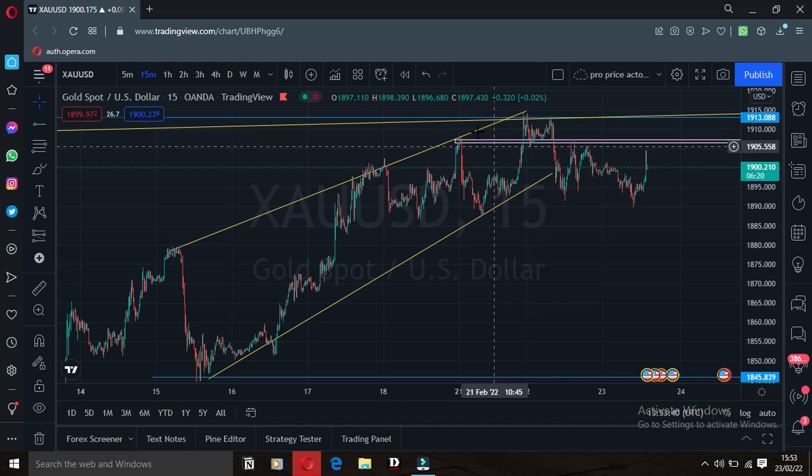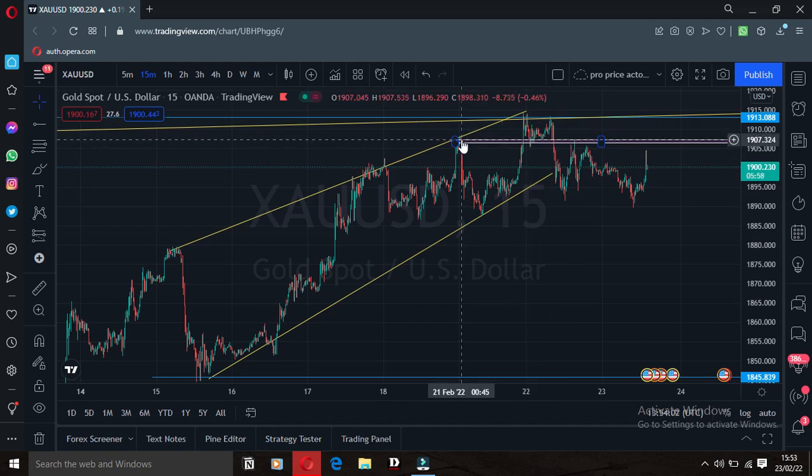You can see here now that our previous resistance has turned into support over here, and then the market tries to pull to the upside, then broke to the downside, then retested the previous support, which has turned into resistance over here.